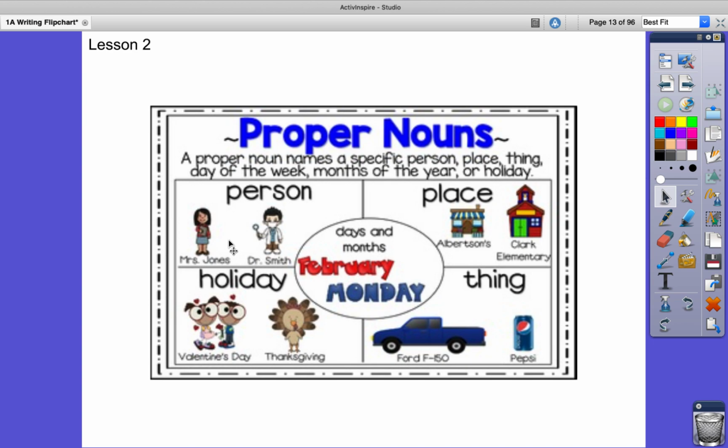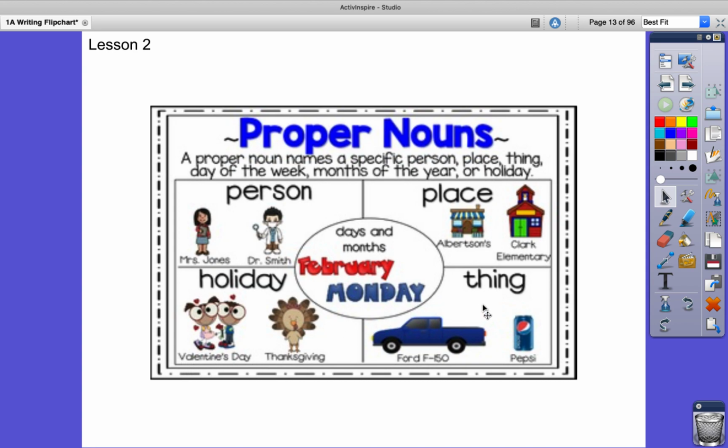Okay, so again, if I'm naming a specific person, maybe a teacher or a doctor, I have to capitalize the first letter in each name. If I'm talking about a specific place like Albertson Supermarket or Clark Elementary School, I need capital letters. Holidays need capitals such as Valentine's Day and Thanksgiving.